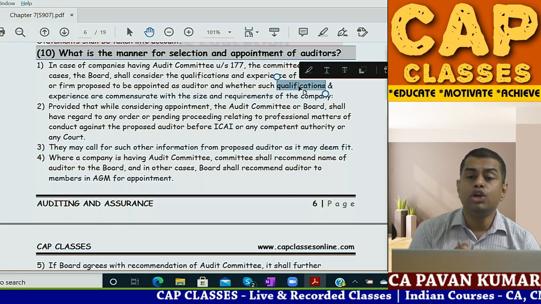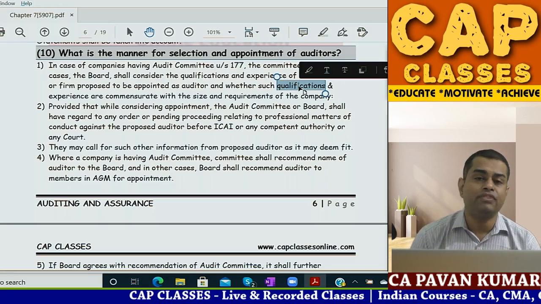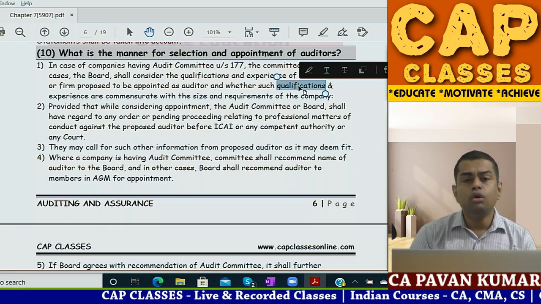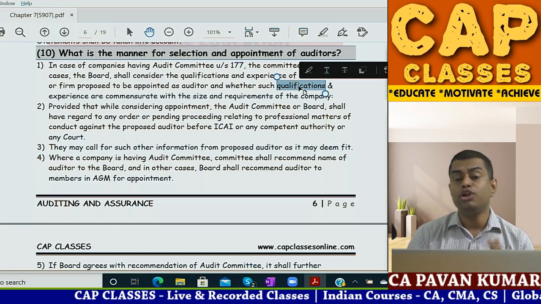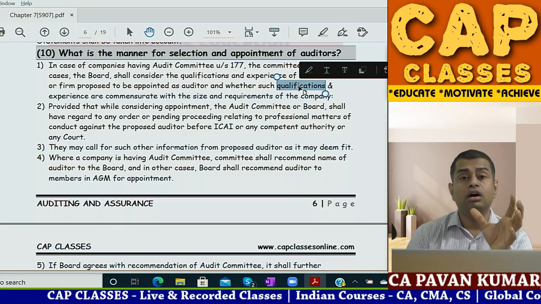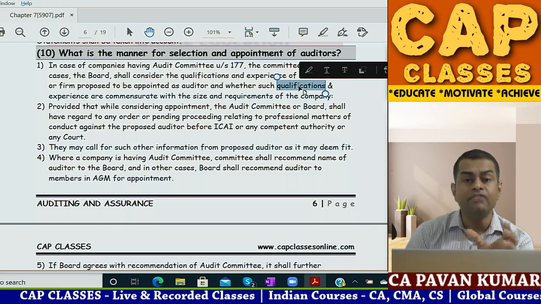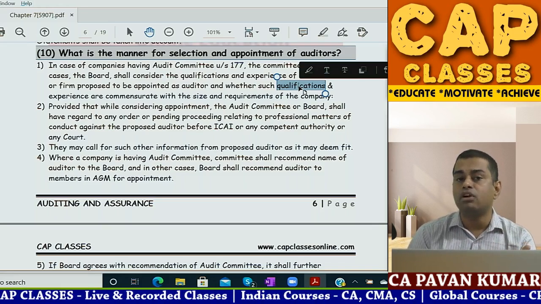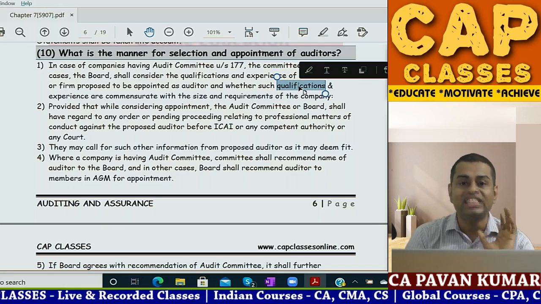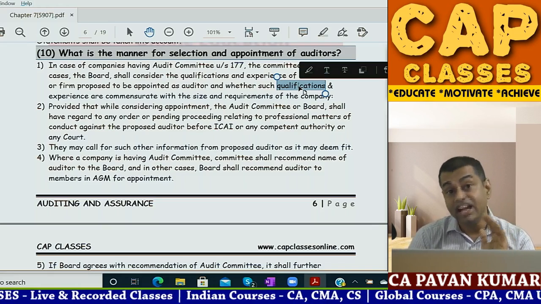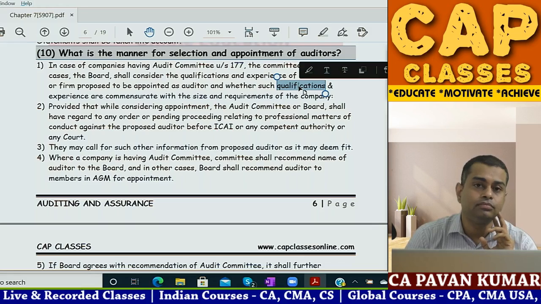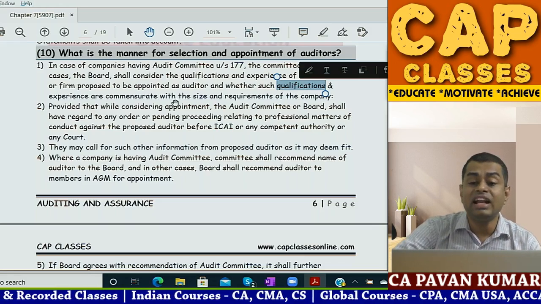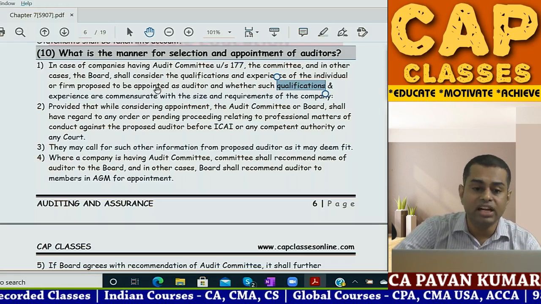Whether such qualifications, sometimes additional qualifications. For example, if you have not done the concurrent audit certificate from ICAI, then concurrent audit you cannot do. If you have not done some ISA, like information systems audit, they'll not give you bank audit. So qualification doesn't mean only CA. You should sometimes have additional qualifications also. So whether they are enough for the company or not, the audit committee will decide.